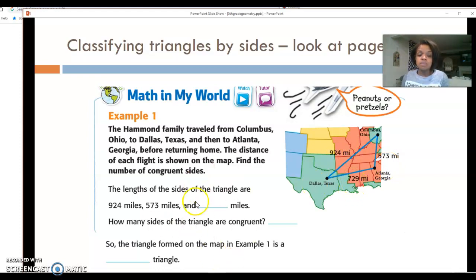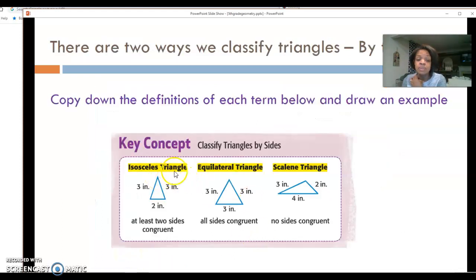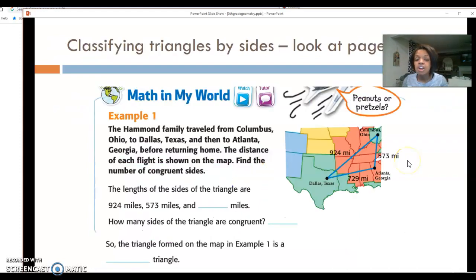So on this space, we're just going to write our 729 miles, and how many sides of a triangle are congruent? Well, it has 0 congruent sides because none of the lengths are the same, okay? So this triangle that is formed in the map in map 1 is an example of a scalene triangle. So on that space, you're going to write scalene. Hopefully you took some time and you wrote these out and you know what scalene, equilateral, and isosceles are.